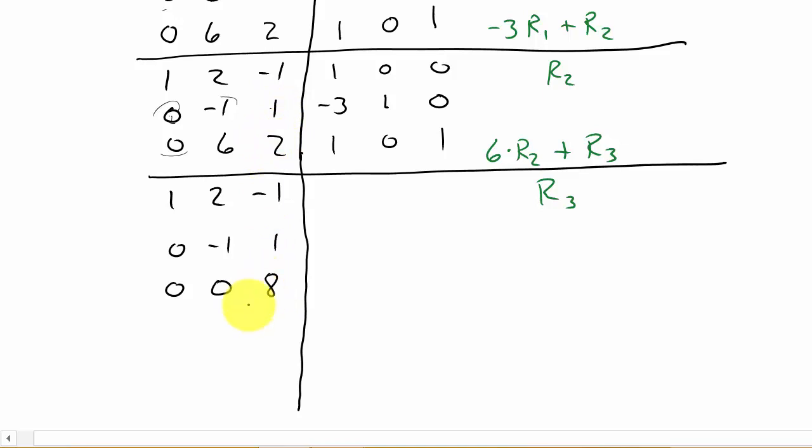All right. Now, let's do the same thing to this. So I'm going to write the first two rows down because I'm replacing row 3. So that's 1, 0, 0, -3, 1, 0. All right, so 6 times negative 3 is negative 18. Negative 18 plus 1 is negative 17. And then 6 times 1 is 6. 6 plus 0 is 6. And then 6 times 0 is 0. 0 plus 1 is 1.